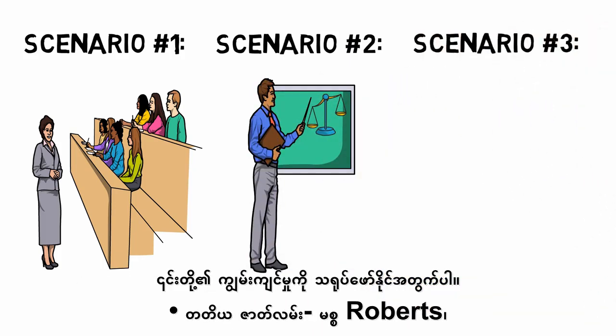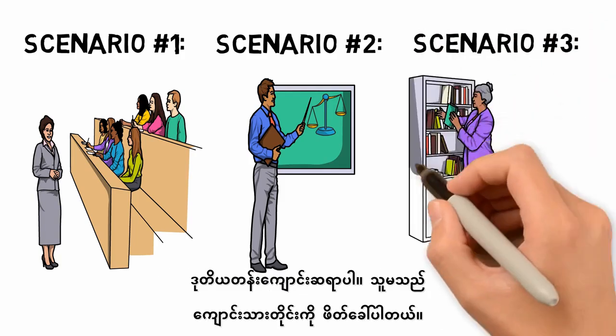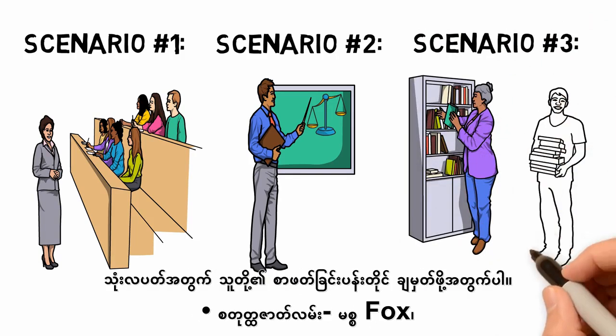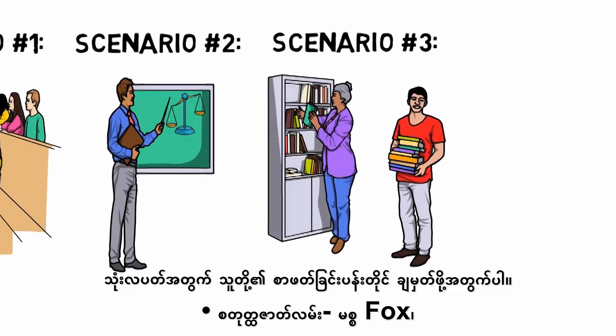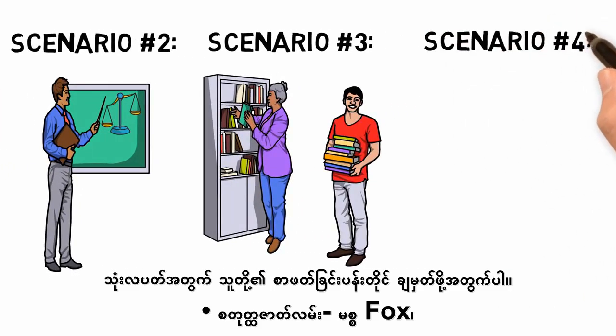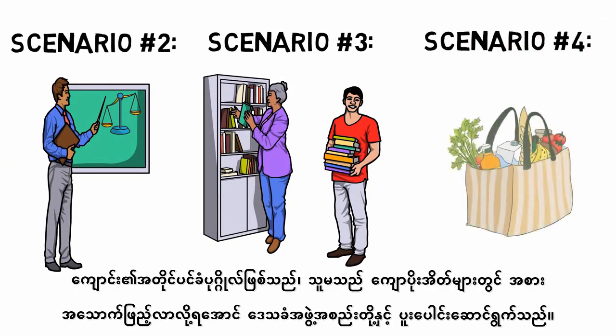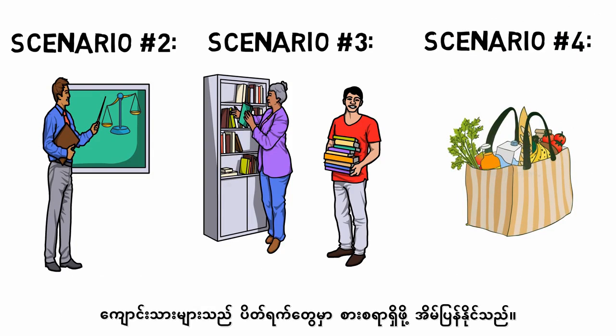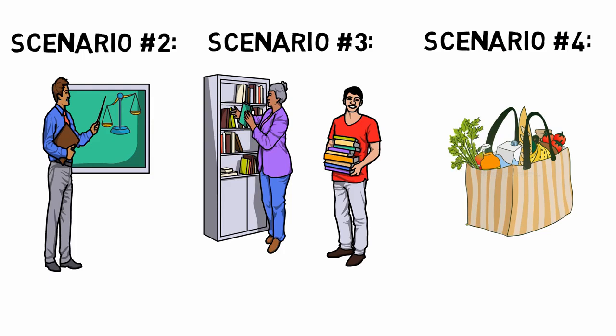Third scenario, Miss Roberts, a 2nd grade teacher, invites each student to set their reading goal for the quarter. Fourth scenario, Miss Fox, the school's counselor, partners with local organizations to fill backpacks with food that students can take home to ensure they have food to eat over the weekend.